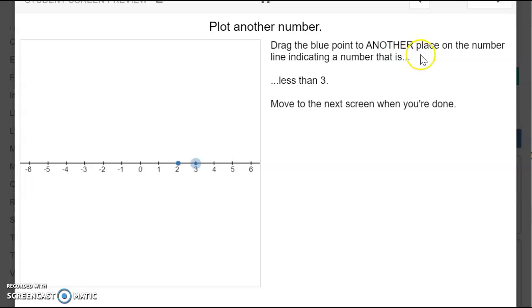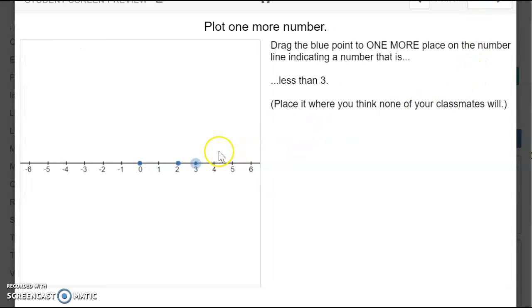Drag the blue point to another place on the number line indicating a number that is less than 3 again. So I had put in the previous card number 2, so I'm going to put it somewhere else. I know that 0 will be less than 3, so I'm going to put it there. Alright, so I have my 2 spots. I am going to put the third one, again less than 3, but it's asking me to place where you think none of your classmates will. Maybe they won't put anything near halfway, or anywhere along here. So then you would do that.